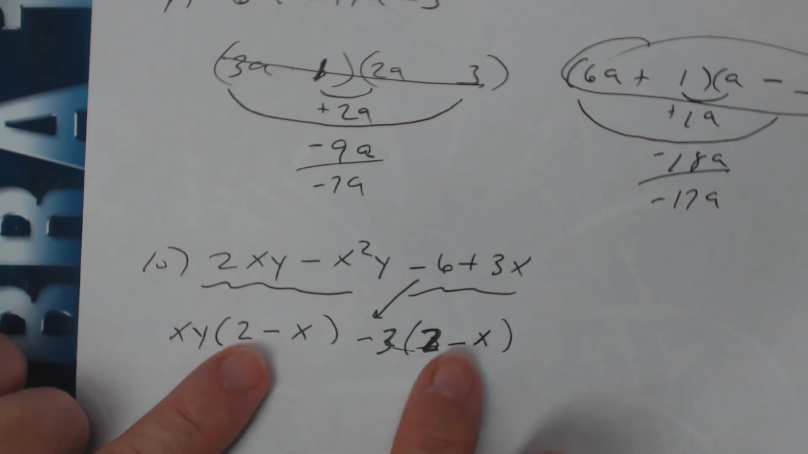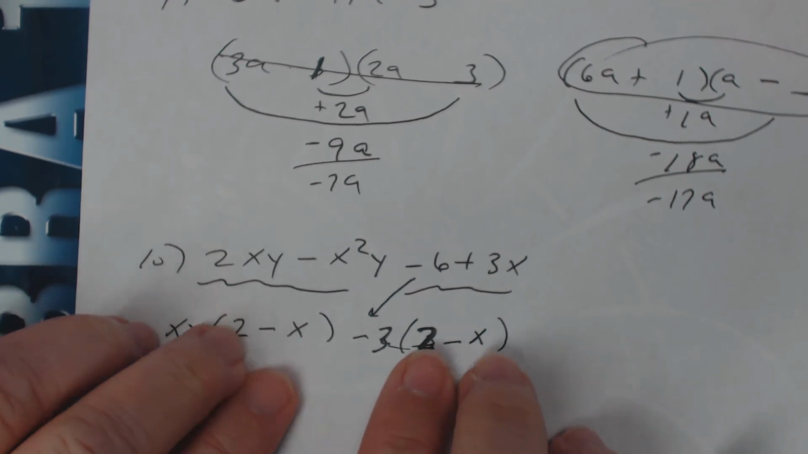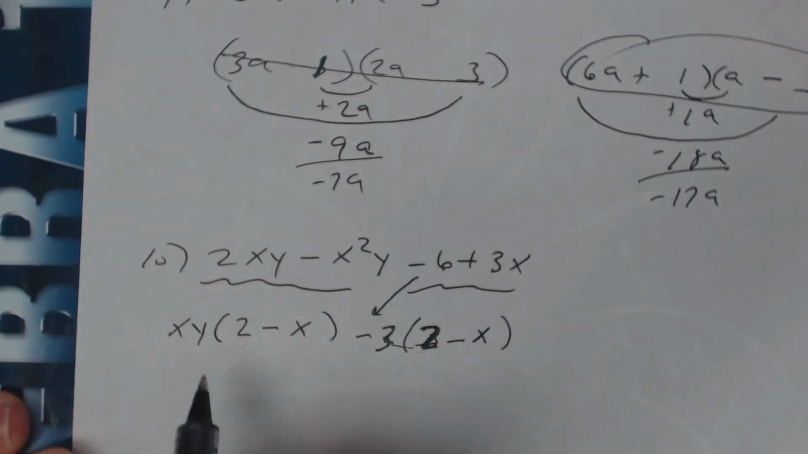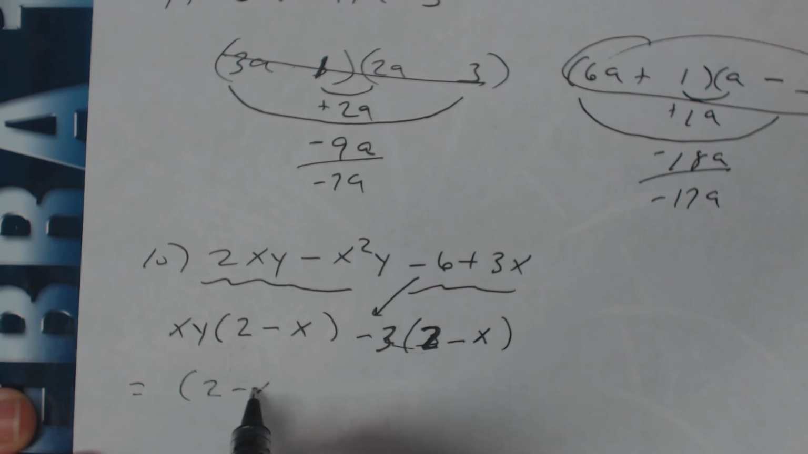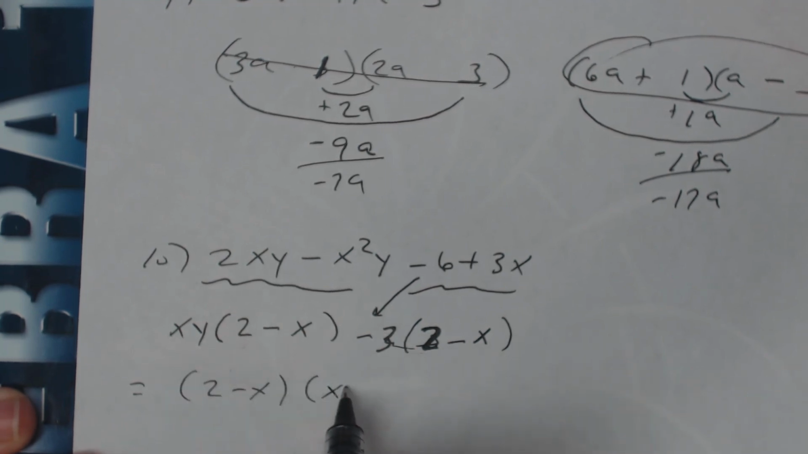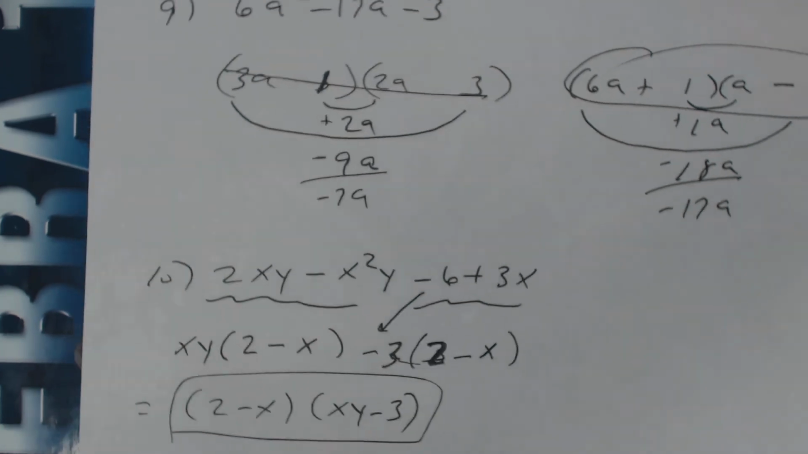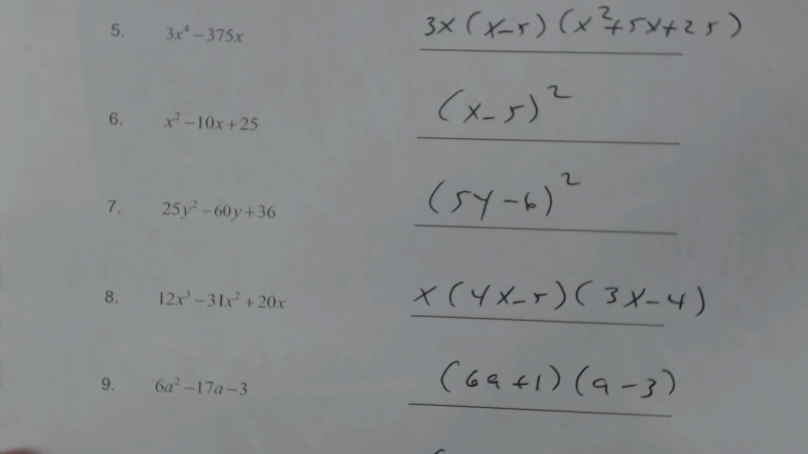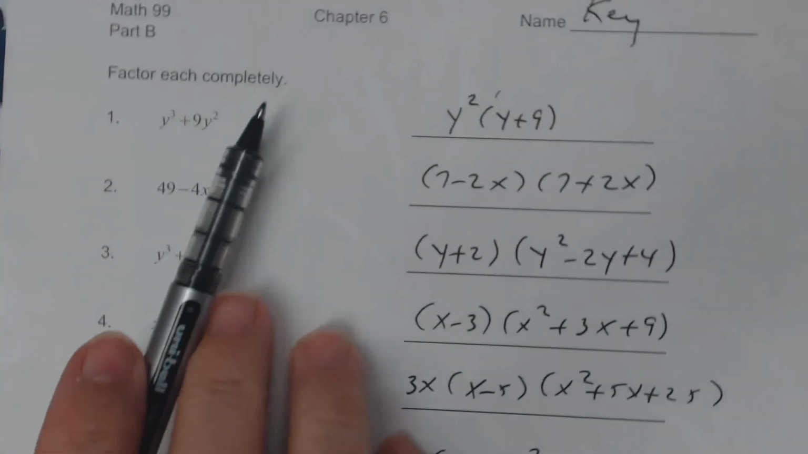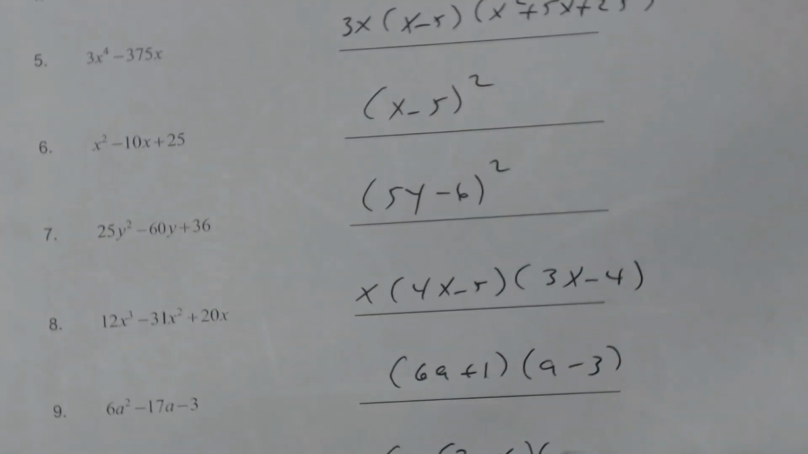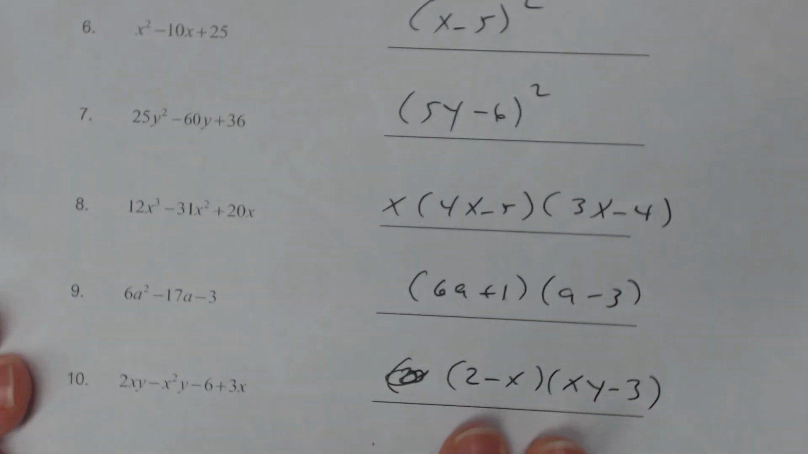And so notice these two groups right here have 2 minus x in common, so I'm going to factor out that common factor, and I'm left with xy minus 3. Okay? All right, so that is number 10, and that's the key to worksheet 6, chapter 6, worksheet part B. So that's answer number 10. Okay?